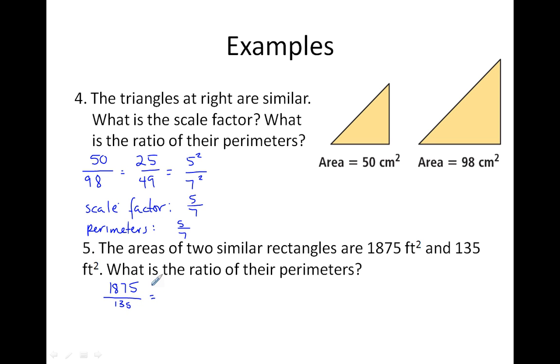Now I notice that both of those numbers happen to be divisible by 5. So if I divide them both by 5, I get on the top 375 divided by 27. Now I also noticed that this one on the top is divisible by 3, as is the bottom. So if I reduce it even further, I get 125 over 9. And if I look at that in terms of perfect squares, this would be 3 squared. This one, if I do the square root of 125, then I have 5 square root of 5.